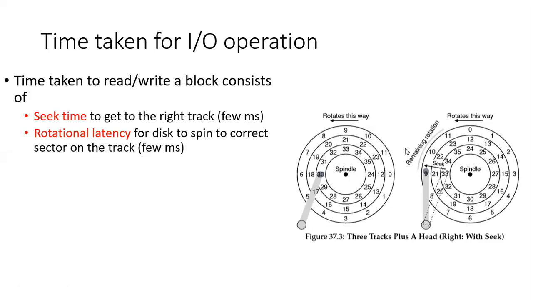So here, as I told you, rotational latency is nothing but, for example, your head is here and it is waiting for sector number 11, and the disk is moving in this direction. So of course, first the 10 will come under this head, then the 11 will come under this head. So it requires some time. That is called the rotational latency.